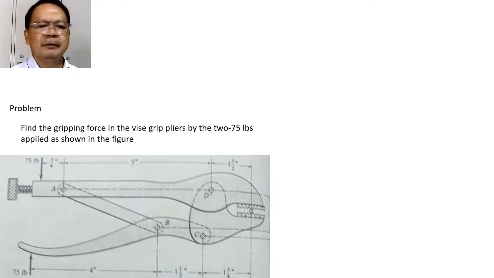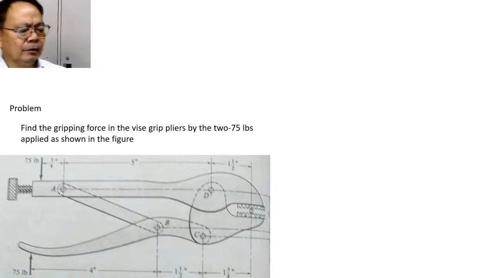Kaya sa pamamagitan nitong problem na ito ay pakikita ko sa inyo kung paano mapapadali ang mag-solve ng problem. Ang susi kasi diyan ay kinakailangang i-redraw natin yung illustration, and from our illustration, we shall be locating or establishing the distances between the force acting on each member that we are going to isolate.